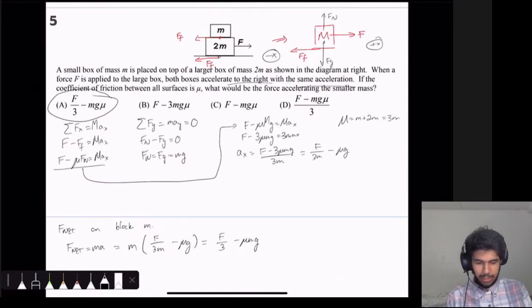I probably shouldn't have added the extra page. I could have fit it in at the bottom, but it's okay. We all make mistakes.